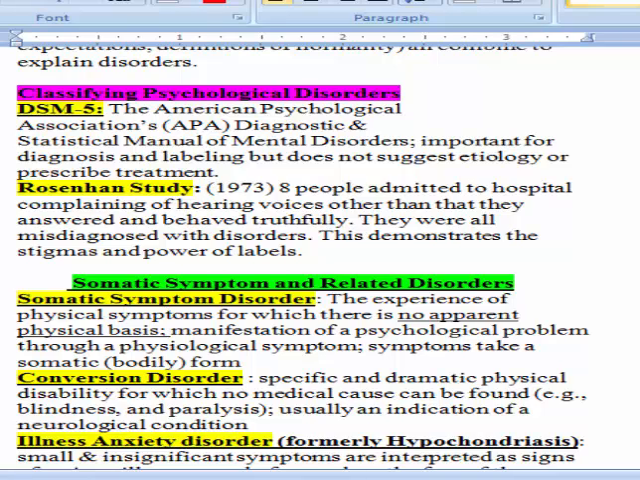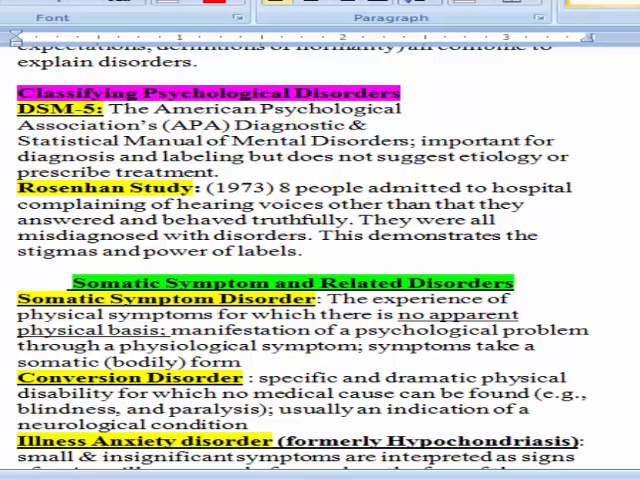That's important so that clinicians are able to more easily diagnose different disorders based on the criteria that are listed in the DSM, so that from one doctor to the next you would get a similar diagnosis.